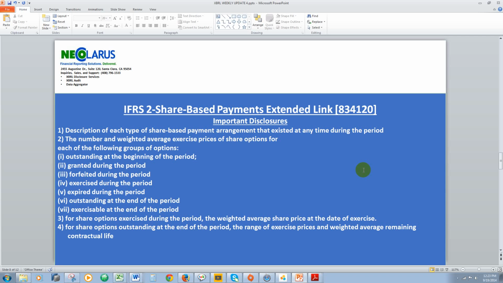And there are also disclosures for share options exercised during the period, the weighted average share price at the date of exercise, and for share options outstanding at the end of the period, the range of exercise prices and the weighted average remaining contractual life. So that's all we need to know as far as IFRS 2 share-based payments is concerned. So let's look at the IFRS taxonomy extended link 834120.